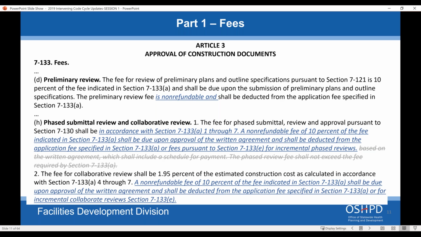If you're doing a phased submittal review or a collaborative review, a 10% fee is required up front for those types of reviews. That also will be non-refundable because the effort has already been made. If the project is canceled, the effort and the review has already started. OSHPD has already put a lot of time into these projects, and if the project is canceled, that fee is to cover our costs.